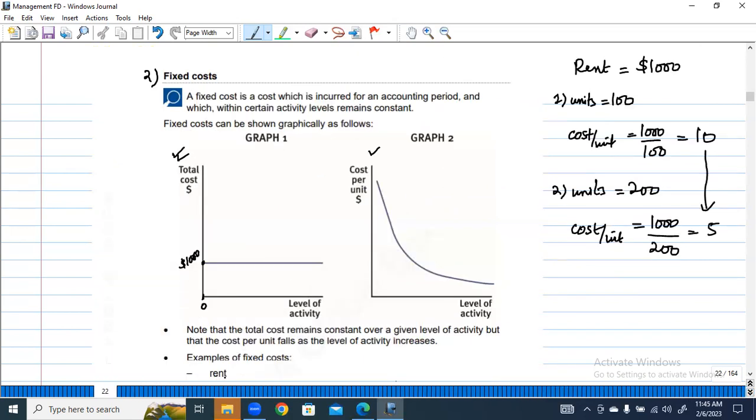Examples of fixed cost are rent and insurance. Insurance cost is also fixed. You studied depreciation in F3 financial accounting. Depreciation is also a fixed cost. And business rates in the UK, it's an indirect expense and it's a fixed cost. So fixed cost is clear.